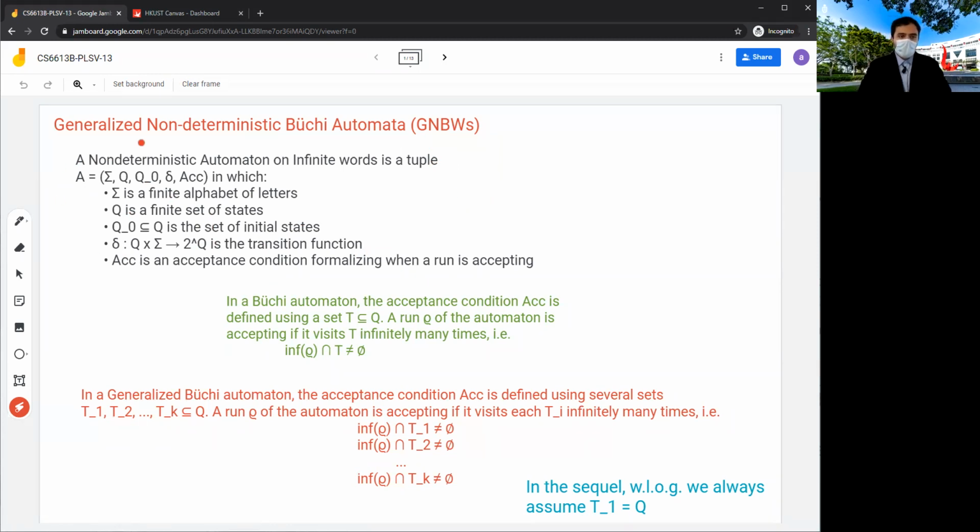And well, if you remember, we said that basically a non-deterministic automaton on infinite words consists of several different parts. So there should be a finite alphabet of letters.